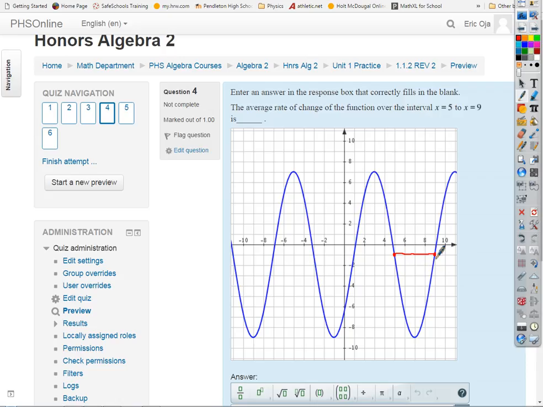If I calculate rise over run, going from the left point to the right point, my rise is 0. The y value didn't change. The run is 1, 2, 3, 4, and 0 divided by 4 is 0. So the average rate of change this time is 0, which makes sense because you might remember from Algebra 1 that the slope of a horizontal line is 0.